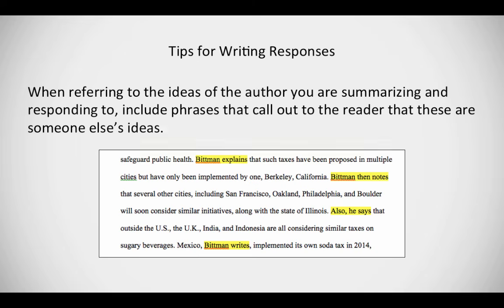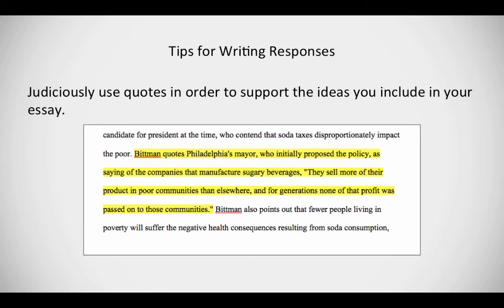Next, it's good to judiciously use quotes in order to support the ideas you include in your essay. The general rule is to keep the number of quotes to less than 10% of your essay's total word count. Here's an example of how to use a quote to support your ideas.